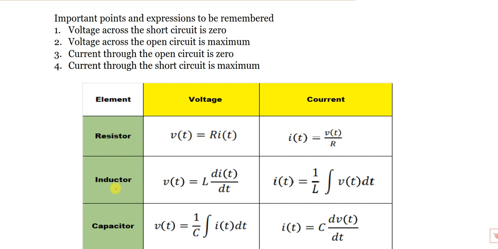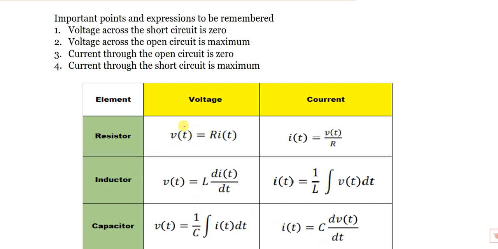That is for a resistor. For an inductor, voltage is given by L into di by dt, and current is given by I of t is equal to 1 by L integral of V of t dt. For a capacitor, voltage is given by 1 by C integral of I of t dt, and current is given by I of t is equal to C into dV by dt.